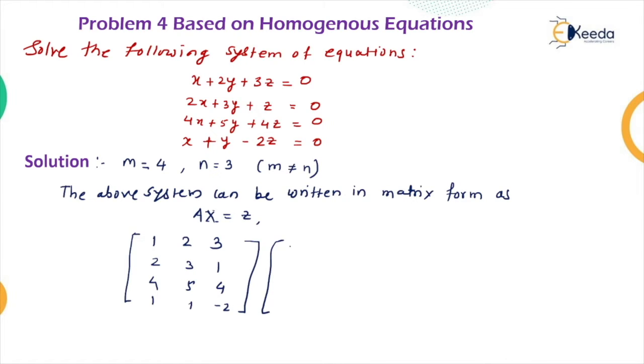Then the unknown matrix is clearly x, y and z, and you have to write the RHS as matrix Z, called the zero matrix. Here we write 0 0 0 0, with 4 rows and 1 column. So this system can be written as AX equal to Z.